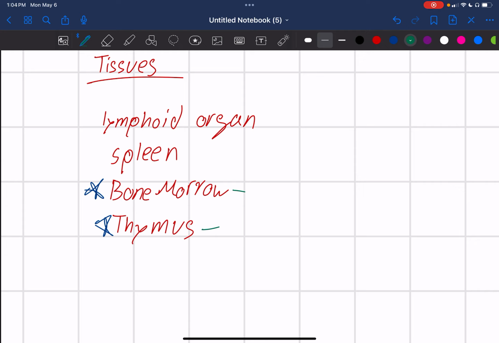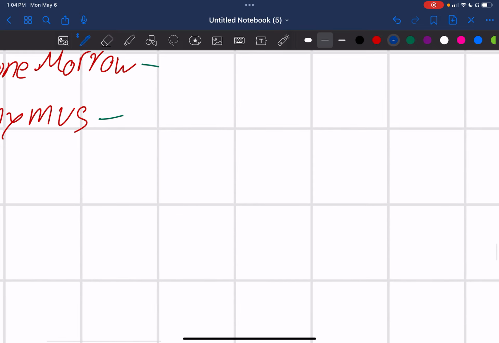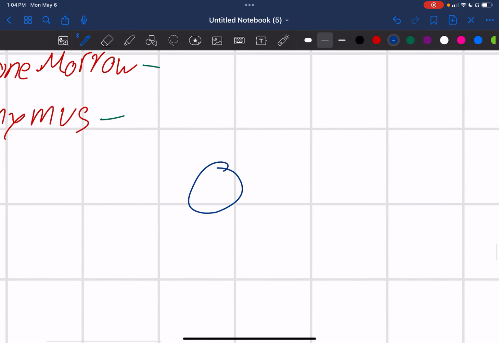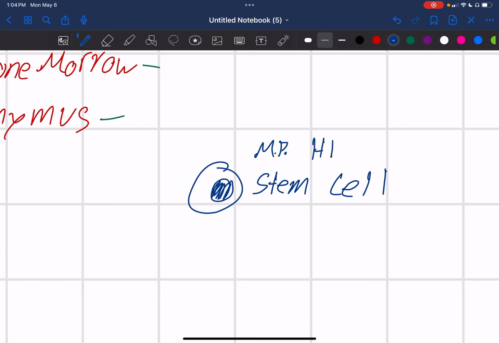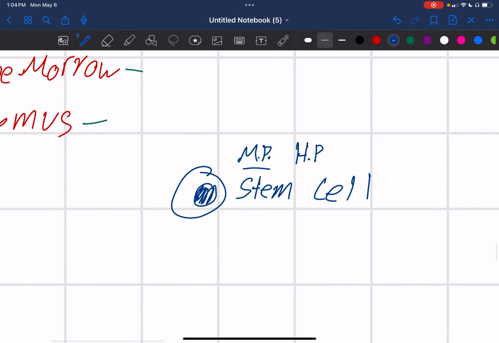So if I can do a drawing for you guys, I'm going to provide you with a little chart right now. We're going to first start off with this one special cell, and it is called a stem cell, otherwise known as a multipotent hemopoietic stem cell. That's too many words, so I'm just going to use some acronyms here.